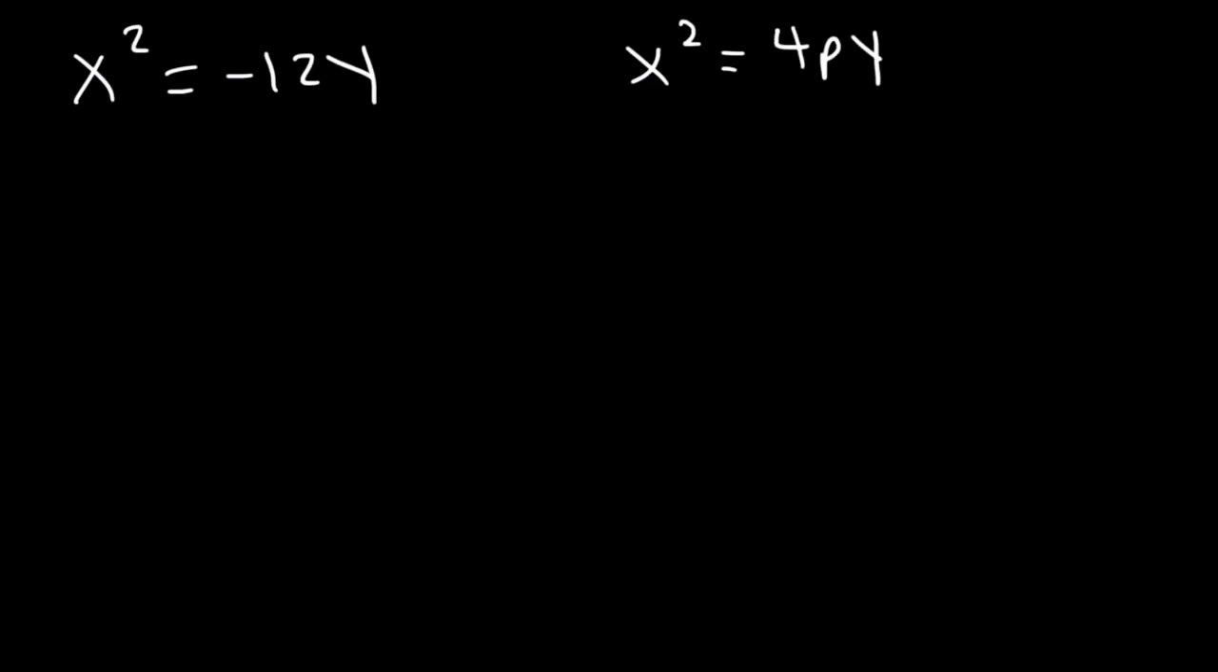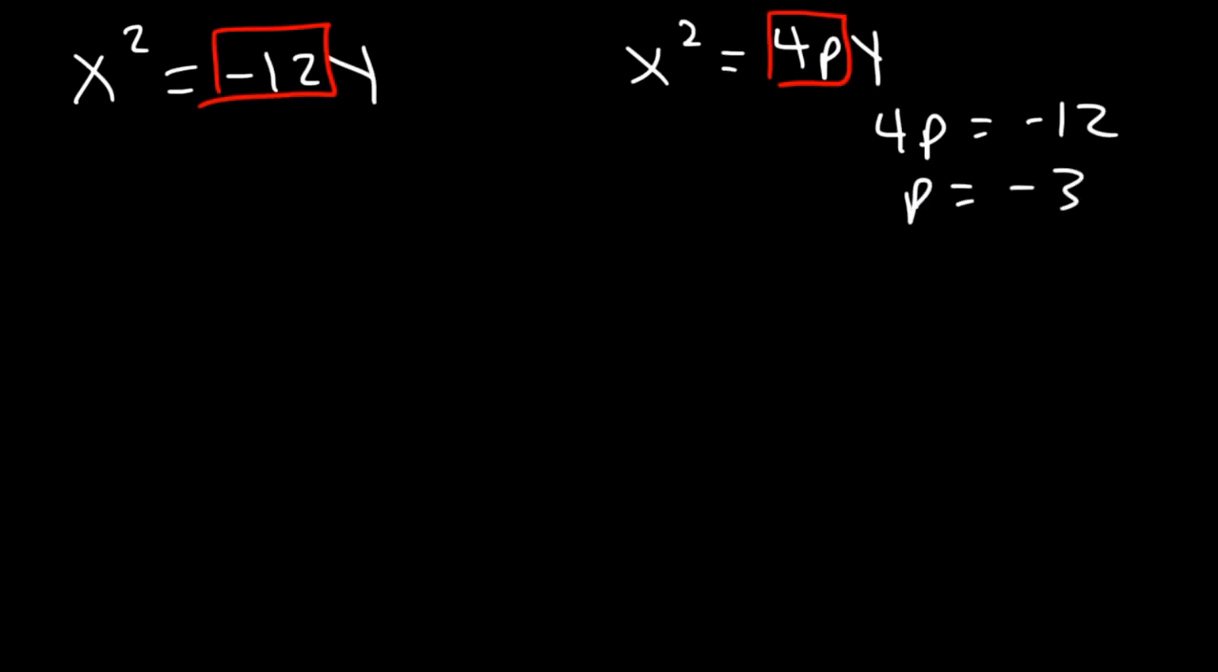Let's try another example. Let's say that x squared is equal to -12y. So this equation is in the form x squared is equal to 4py, which means it can open up or down. So we can see that -12 is equal to 4p. Therefore, p is -3. If it opens up and down, and if p is negative, that means it's going to open down. If p was positive, it's going to open up.